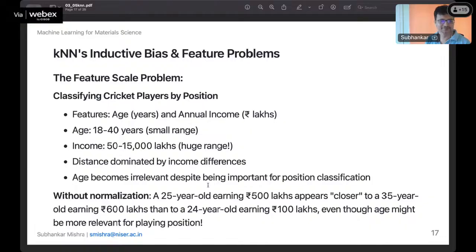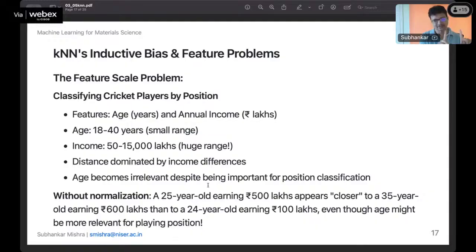And now income varies from, let's say, 50 lakhs to, say, 150 crores. So there are cricketers. If we find the distance between 2 points, and every point is a human player, and every human player has two features called age and annual income, we treat every feature as equal. Without knowledge, a 25-year-old earning 500 lakhs will appear closer to a 35-year-old earning 600 lakhs, rather than to a 25-year-old earning 100 lakhs.